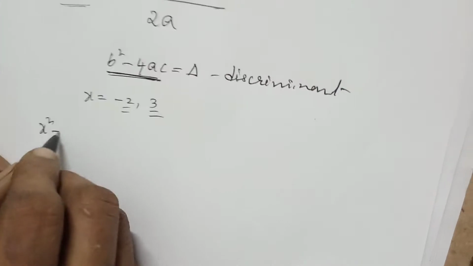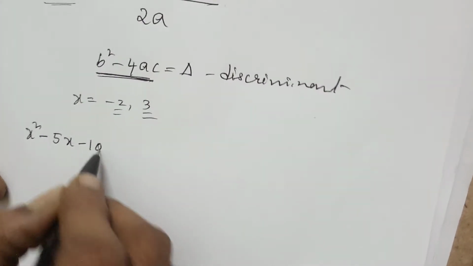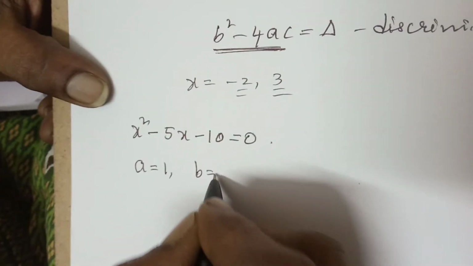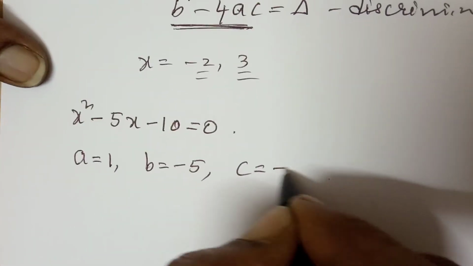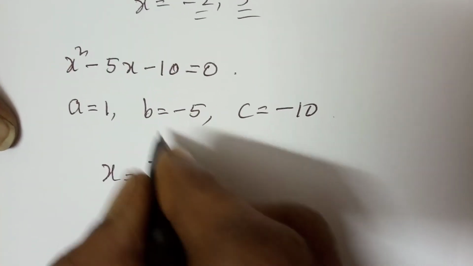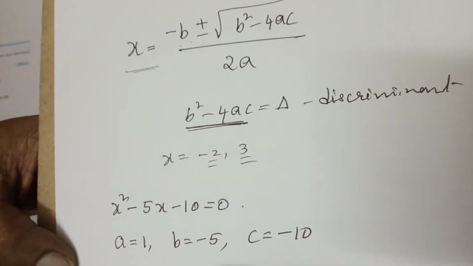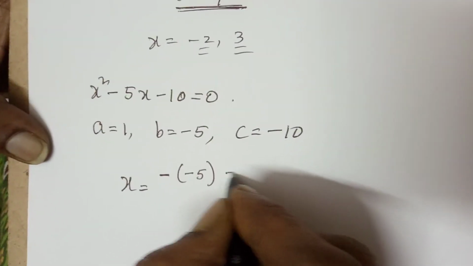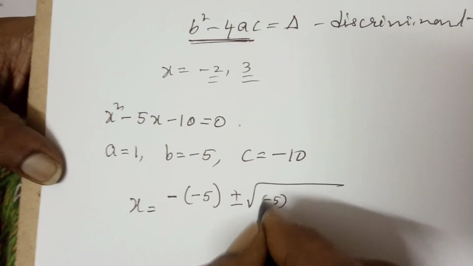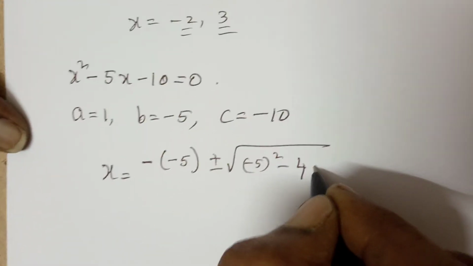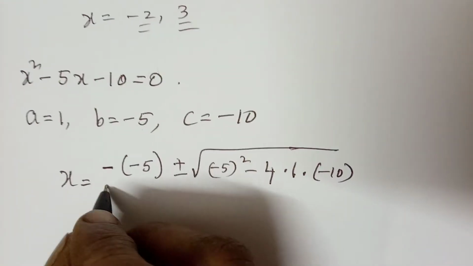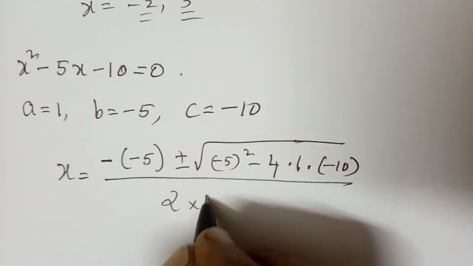Example sum: x square minus 5x minus 10 is equal to 0. Here a is equal to 1, b is equal to minus 5, c is equal to minus 10. Now roots is equal to minus b, that is minus of minus 5, plus or minus root of b square, that is minus 5 whole square, minus 4a, c is minus 10 (wherever negative sign, use brackets), by 2a, that is 2 into 1.